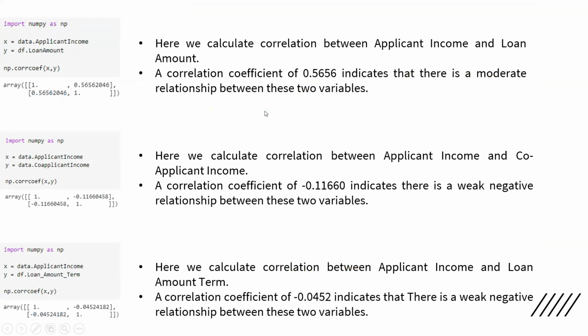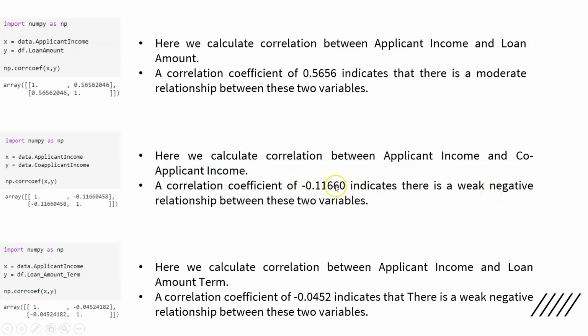And as I discussed earlier, I use the coefficient of correlation, that is the extent of correlation that is there. The numerical measure of correlation is the correlation coefficient. In this case, we have taken applicant income and loan amount. We are getting a correlation coefficient of 0.56, which means there is a moderate positive relationship. Between applicant income and co-applicant income, it is a negative correlation, but it is a weak correlation.